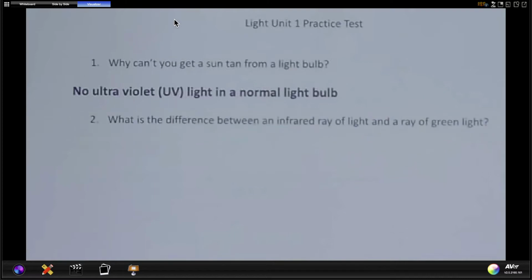Number two, what is the difference between an infrared ray of light and a ray of green light? Well, it's the same thing that's different between any of the forms of light in the electromagnetic spectrum, and that is the wavelength. We found out when we did our Amplify that when we adjusted the wavelength, we got a different type of light.